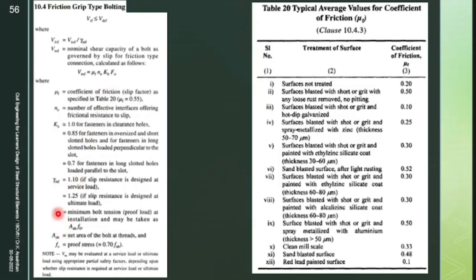And finally you have F, which is the minimum bolt tension. How to find that? A and B. What are A and B? Net area of the bolt in the thread. You have a thread portion and a shank portion, isn't it? So you have to take the net area of the bolt at the thread portion. And what is Fo, which is the proof stress? You have to substitute Fo as 0.7 fub. Okay, now let us take a problem and understand this concept.